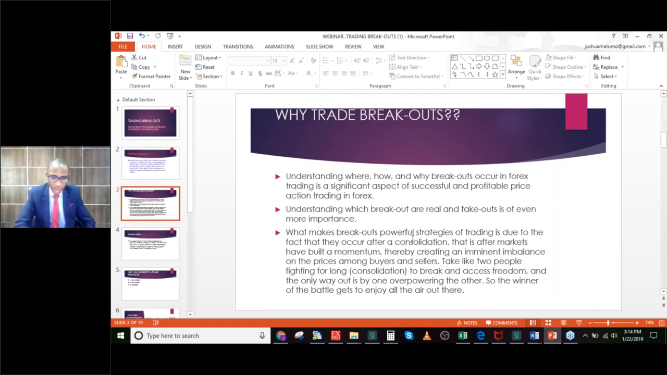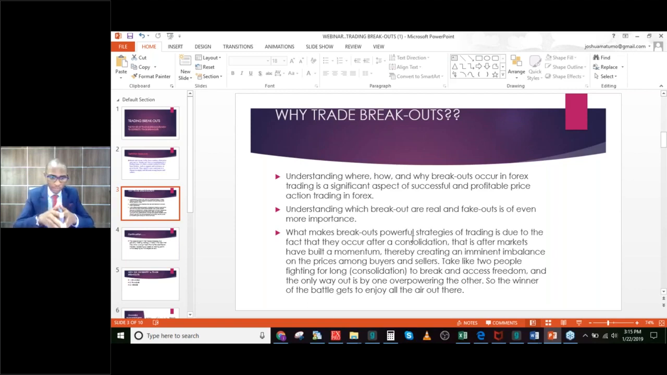And therefore, I would put this like two people who have been fighting for long. The fight being consolidation, and they're looking forward to breaking out and accessing freedom. And the only way out is by overpowering one another. The moment one conquers the other, then they're out in the space to enjoy the freedom. And this is why breakouts are such a powerful tool in trading the forex market. The one who overpowers the other, in this case a war between buyers and sellers, bulls and bears, then takes over the market.